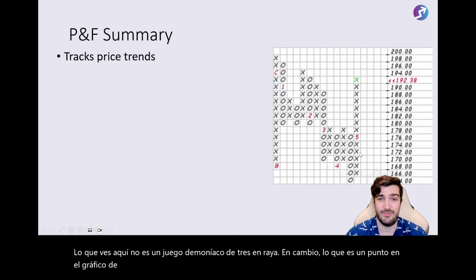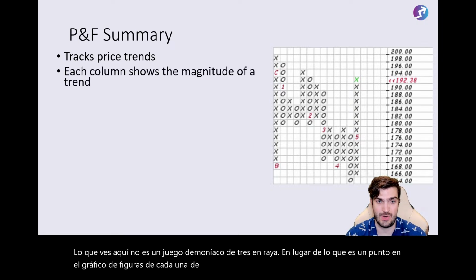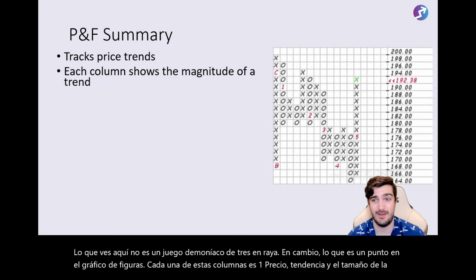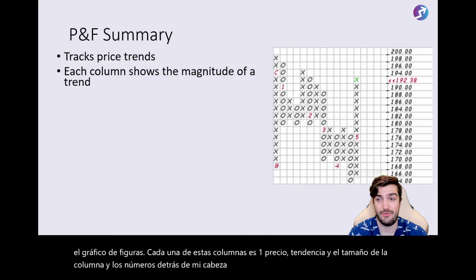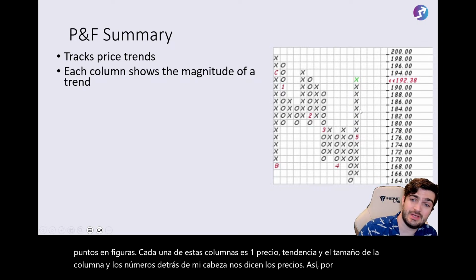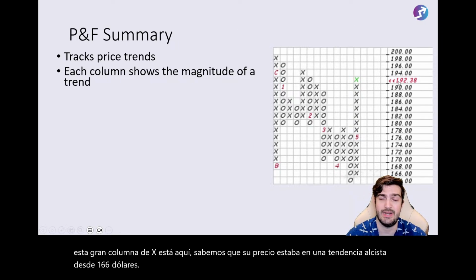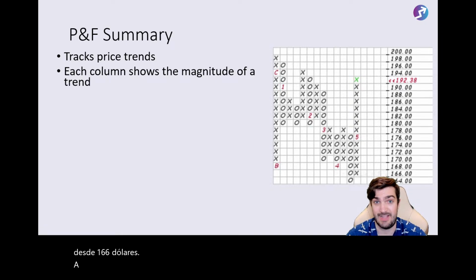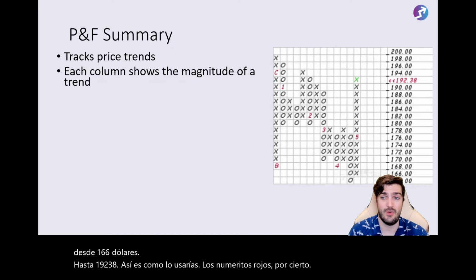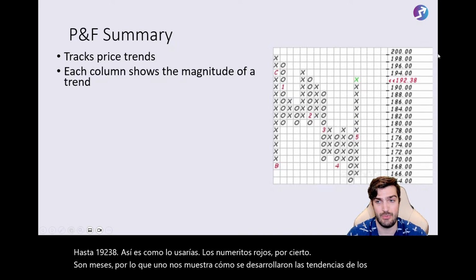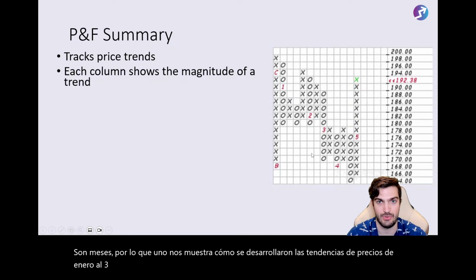Each one of these columns is one price trend. And the size of the column and the numbers behind my head tell us the prices. So for example, with this big column of X's right here, we know that its price was in an uptrend from $166 to $192.38. That's how you would use that. The little red numbers, by the way, are months. So 1 shows us how price trends developed in January, 2 February, 3 March, 4 April. You get the gist of it.